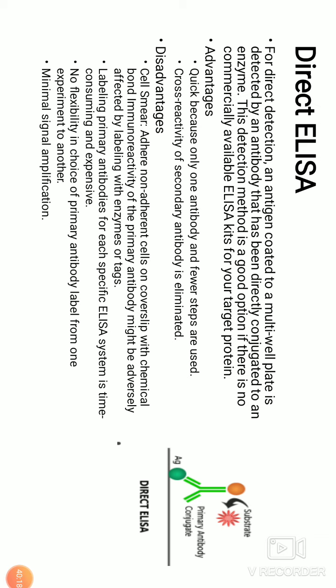Cell smears adhere non-adherent cells on the cover slip with chemical bonds. The immune reactivity of the primary antibody might be adversely affected by labeling with enzymes or tags. Labeling primary antibodies for each specific ELISA system is time-consuming and expensive. So for every primary antibody, you have to raise it, purify it, and tag it. That is very expensive. There is also non-flexibility in the choice of primary antibody label from one experiment to another. Minimum signal amplification is there in direct ELISA.